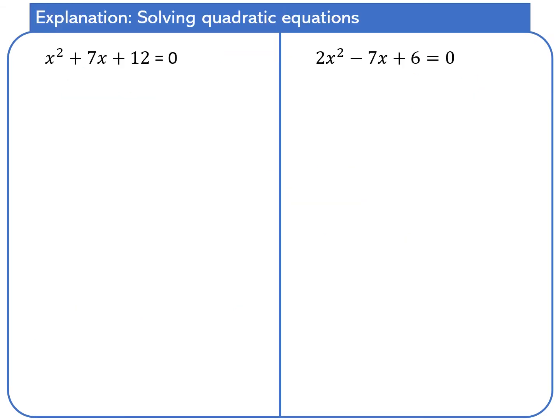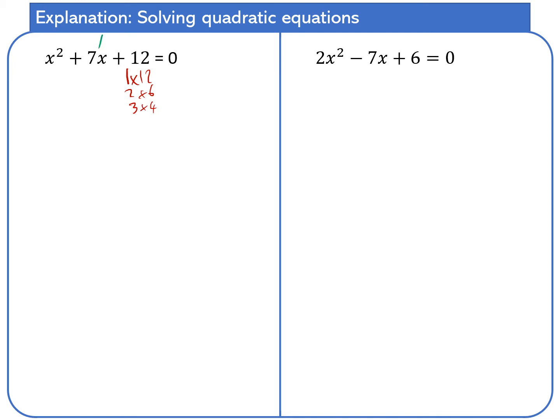Solving quadratic equations. Even though it says solve, what we actually have to do first of all is factorize. Make sure it's equal to 0 or this will not work. So I have x squared plus 7x plus 12 equals 0. Let's get the factor pairs of 12 out. I've got 1 and 12, 2 and 6, 3 and 4.